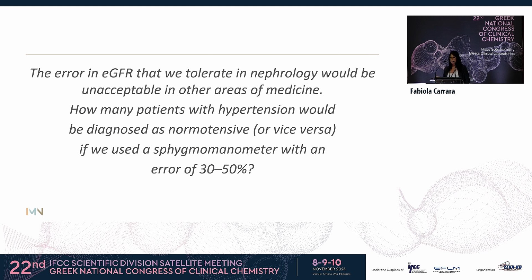This is because when the authors who develop an equation use a criterion for the validation of their formula, it means the percentage of patients at least at 80% with an error of 30%. But this error is too wide. For instance, how many patients with hypertension would be diagnosed as normotensive if we used a sphygmomanometer with this kind of error?